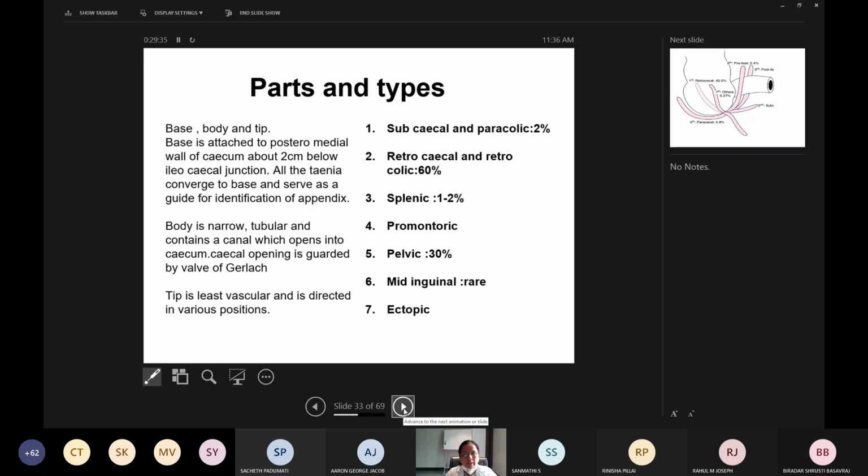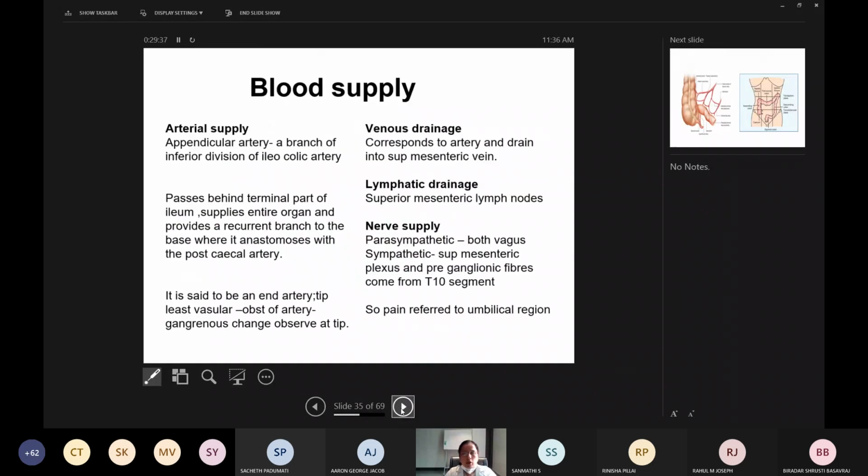the ectopic types. Next you have the blood supply. Blood supply is mainly by the appendicular artery. It is a branch of the ileocolic artery, which again is a branch of the superior mesenteric artery. This artery passes behind the terminal part of the ileum and supplies the entire organ, and it also provides a recurrent branch to the base where it anastomoses with the posterior cecal artery. So this recurrent branch will anastomose with the posterior cecal artery.